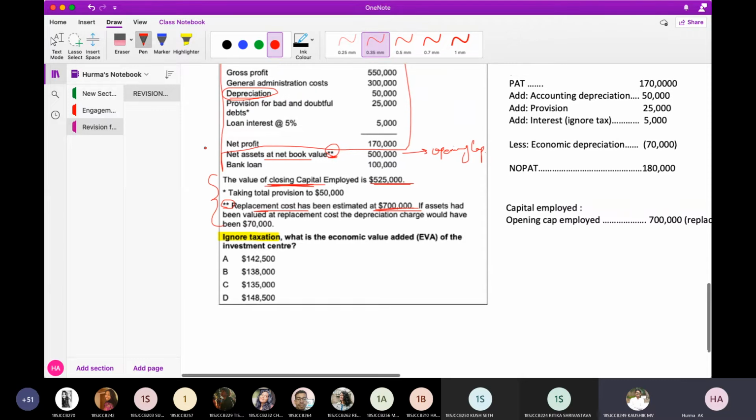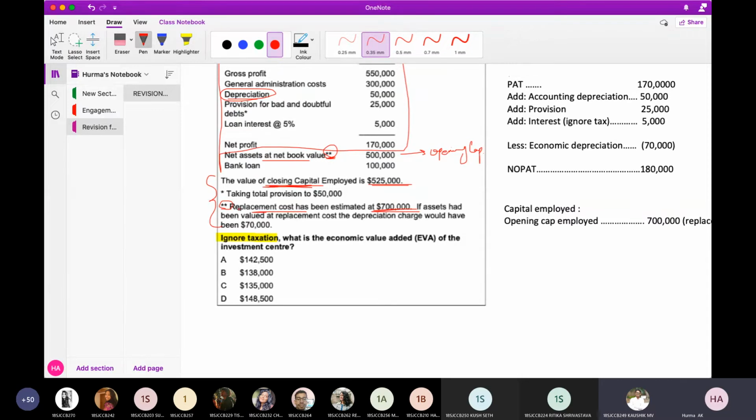Is it opening capital employed instead? No, that's not what it is. They will tell you it is opening capital. How did I make out that this 500,000 is opening capital? Because they clearly told. See here, the value of closing capital is given to you as 525. That means there is one more capital. Net assets is nothing but your capital employed. What is net assets? It's nothing but capital employed.